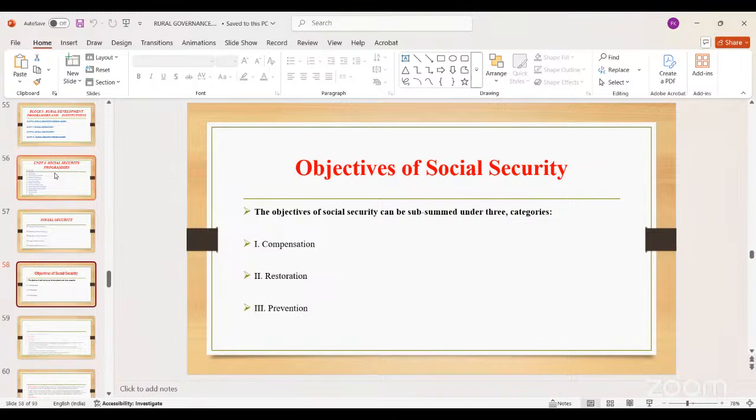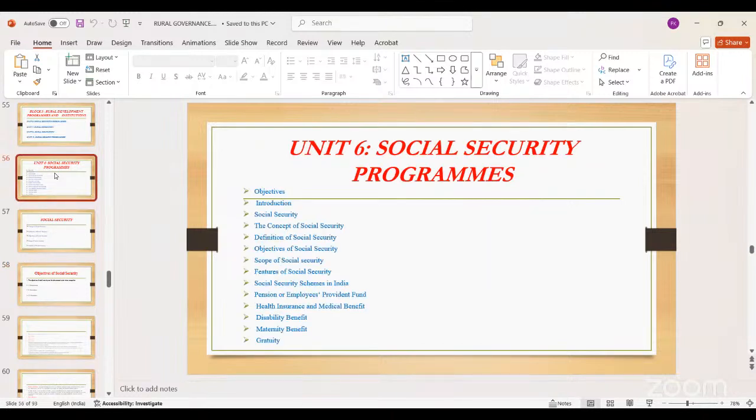Then we'll move to the scope of social security. What is the scope of social security?